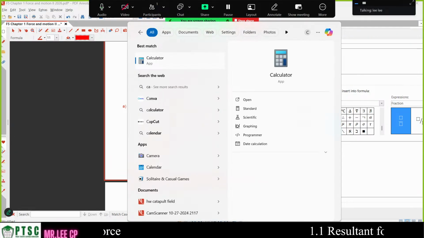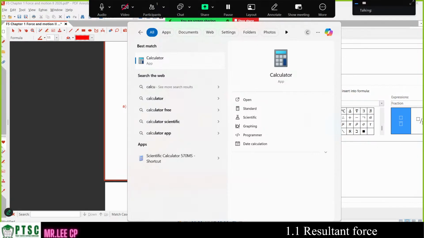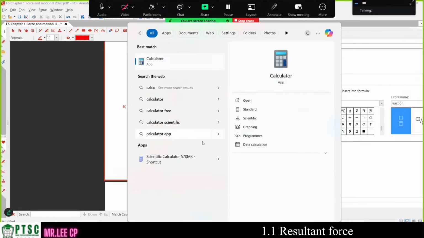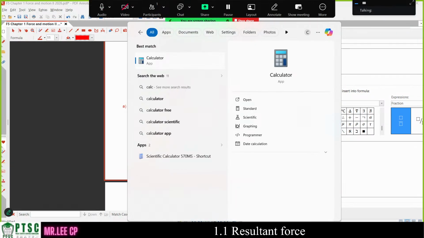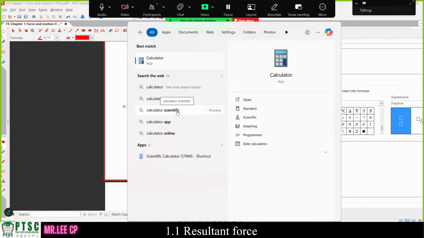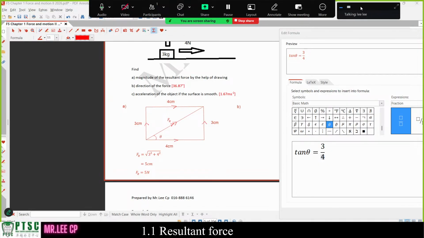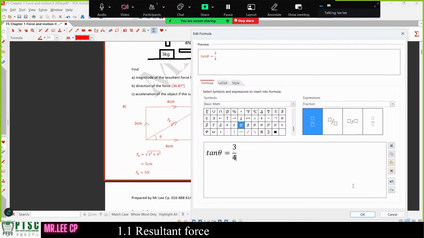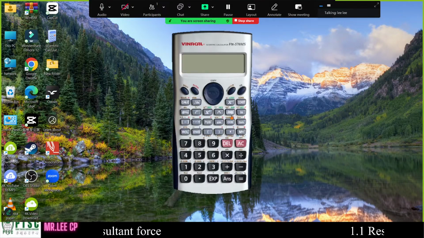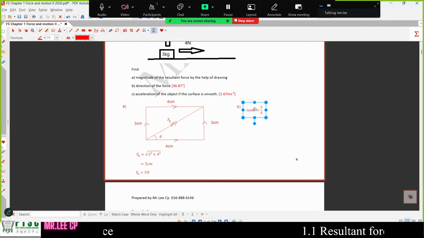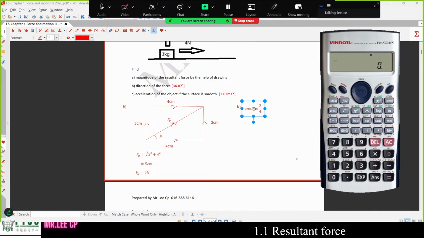So we need to use a calculator. Where is my calculator? Well, I lost my calculator. 1 minute. Here. I haven't used it for so long, so it is not in my shortcut already. Okay, after one holiday.